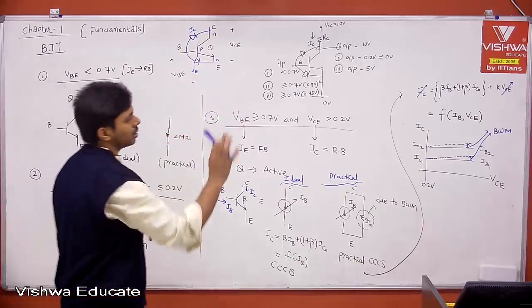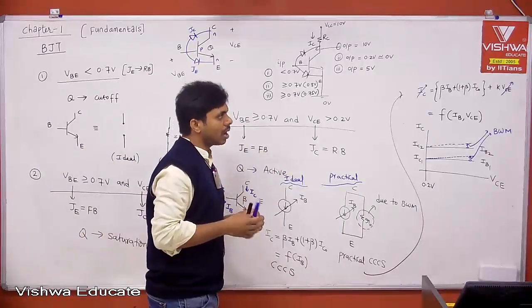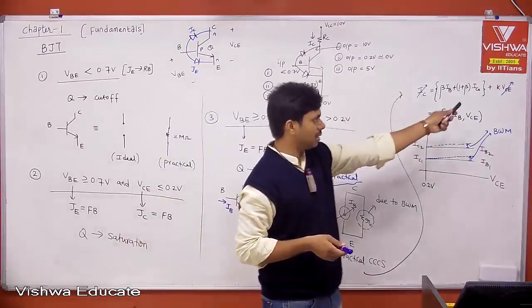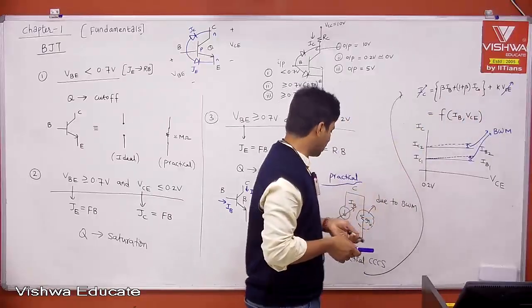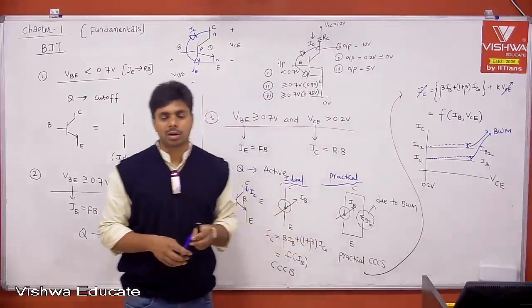The K is constant. Simply you can take it as constant. I want to say that your IC is a function of VC, therefore I kept K. But that K can be replaced by your R naught, 1 by R naught.